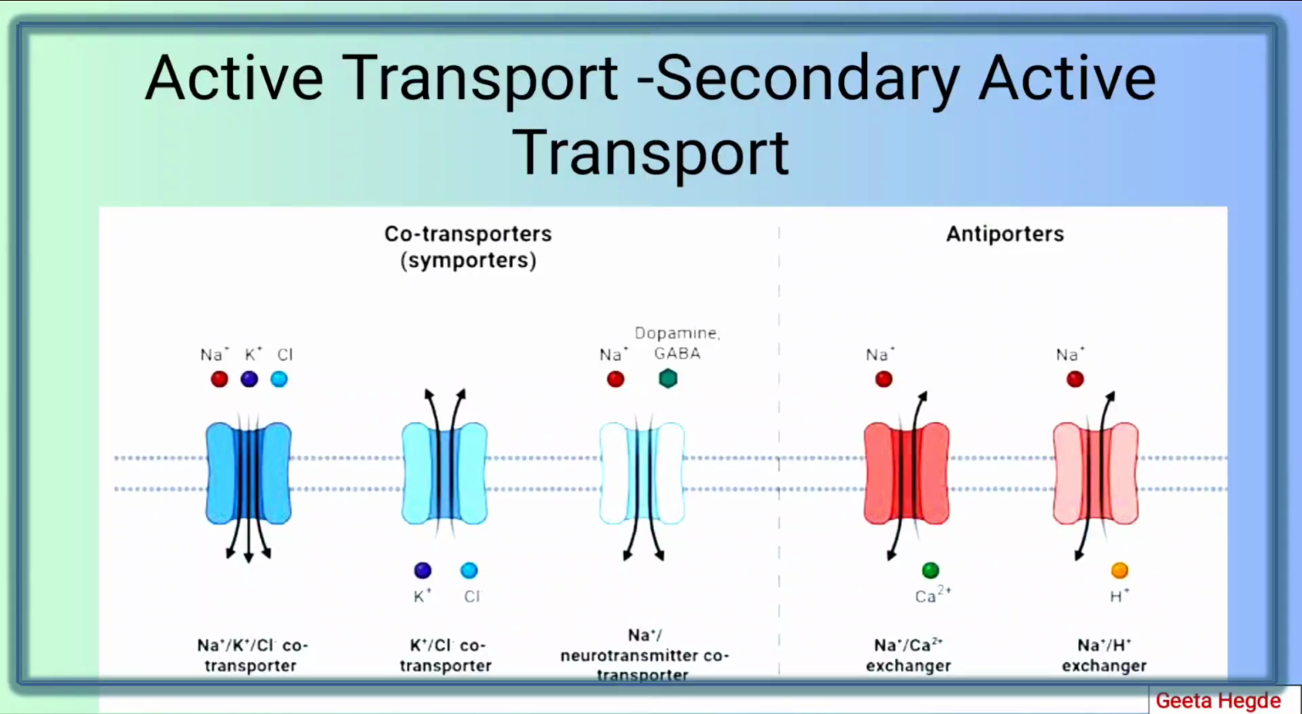What do the antiporters do? Antiporters move the driving ion and another molecule in opposite directions. For example, the sodium calcium exchanger, sodium is moving inside while calcium is moving outside. So both the ions are moving in the opposite direction. Hence it is an antiporter. Another type of antiporter is the sodium hydrogen exchanger. Here also sodium ion is moving inside and hydrogen ion or proton is moving outside.